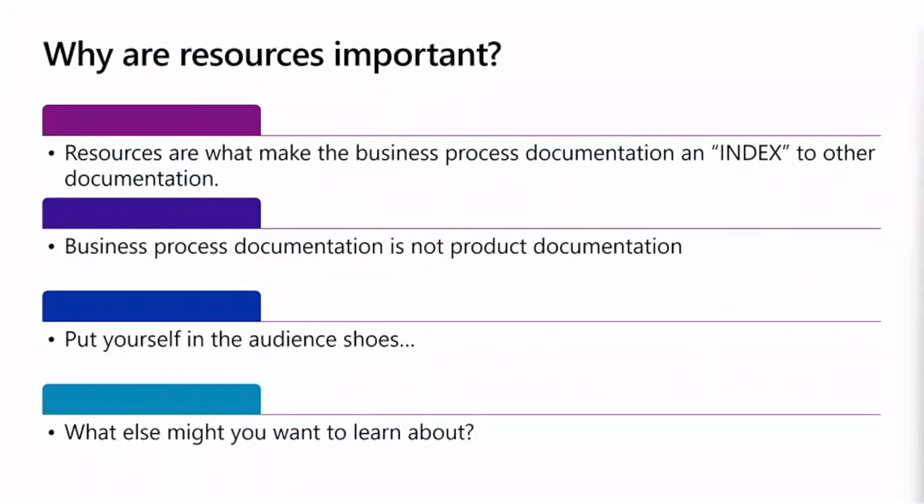The next section in your article is the resources for business process articles. This is where you're going to create hyperlinks to anything else that might be relevant. So this is product documentation, it could be tech talks, it could be certifications, anything else that might be useful for the reader to learn about that is specific or related to this particular business process.